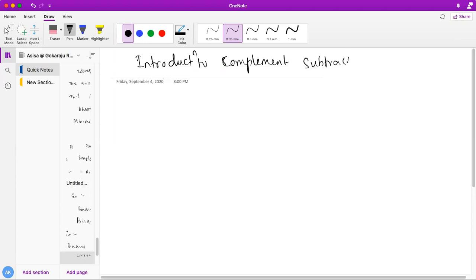So till now, whatever we have seen is actually binary subtraction. Using certain rules we have performed the subtraction, nothing else. But here what we are going to see is binary subtraction using a certain complement technique. Introduction to complement subtraction, very simple. You would have different ways to subtract.